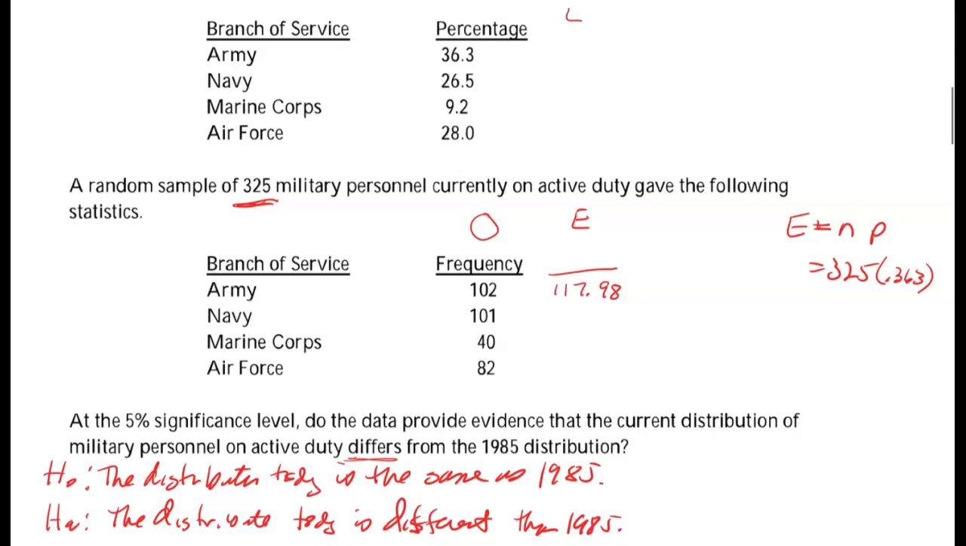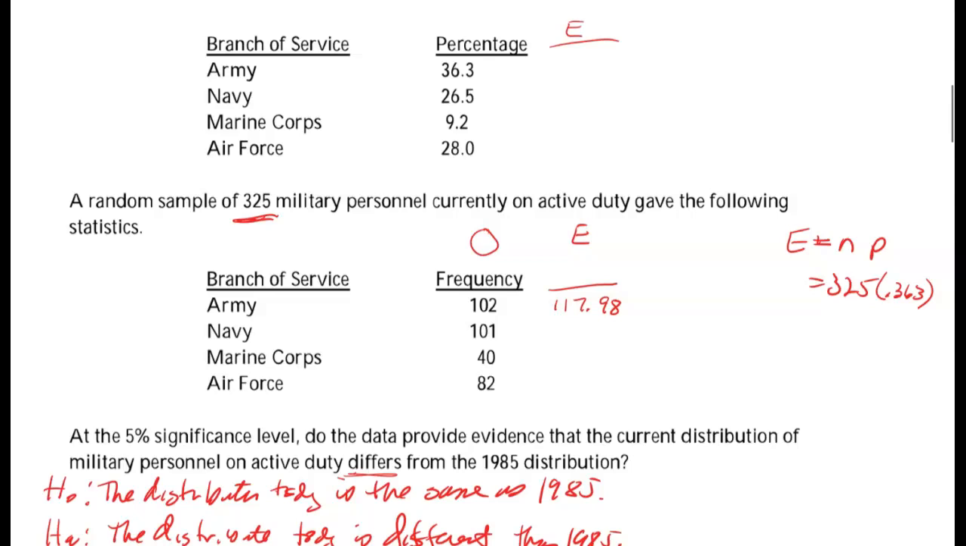Remember, you're getting your expected values from up here. You're not multiplying the percents by these numbers. You're multiplying the percents by the total of 325. So Navy is going to be 0.265 times 325. 0.092 times 325. 0.28 times 325. You do not use your observed values to find your expected values. All right, so go ahead and get all the calculations. These are the expected values. If the distribution was the same, of those 325, we'd expect about 118 to be Army, about 86 to be Navy, 30 to be Marine Corps, and about 91 to be Air Force.